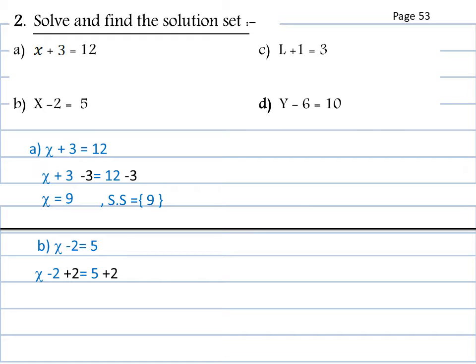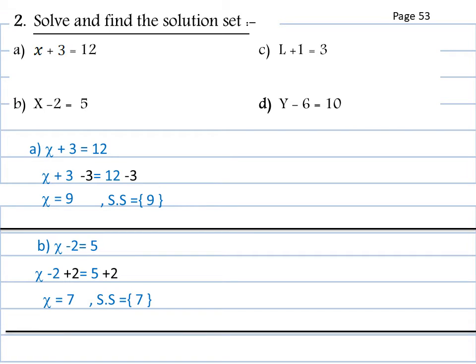Okay, so what's remaining now? On this side, I have x equal what? Equal 7. So the solution set will be what? Solution set equals 7. But how can we check our answer? Remove x and put 7 instead of it. 7 minus 2 equal 5. Yes, I'm right. Okay, number A. If I take away x and I put 9, 9 plus 3 equal 12. Yes, so I did it right.